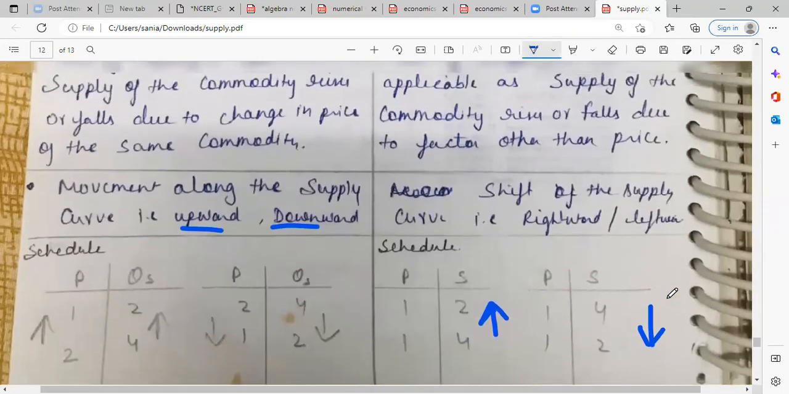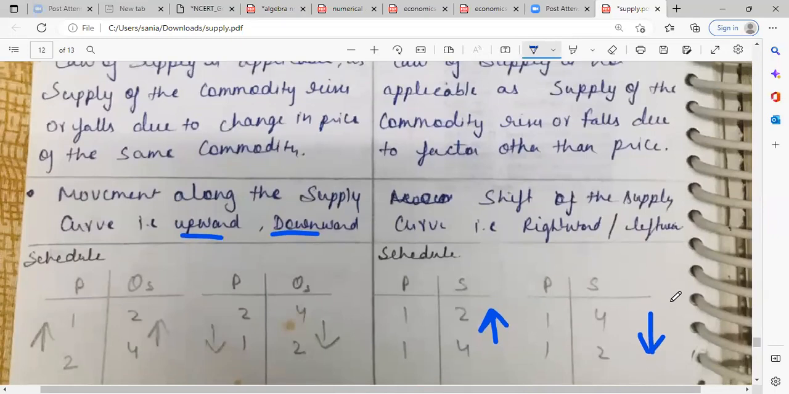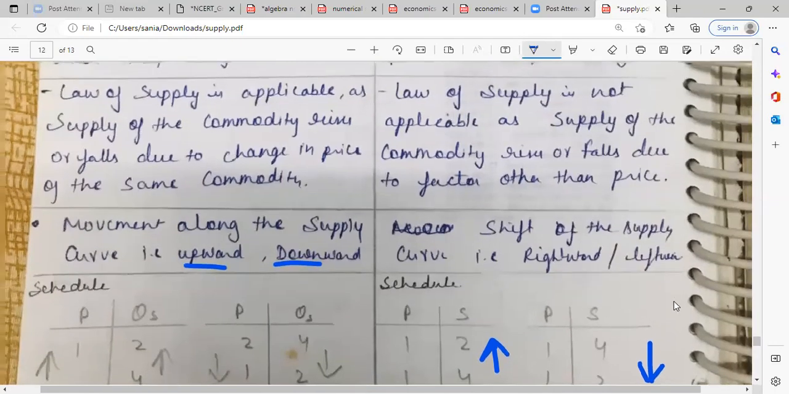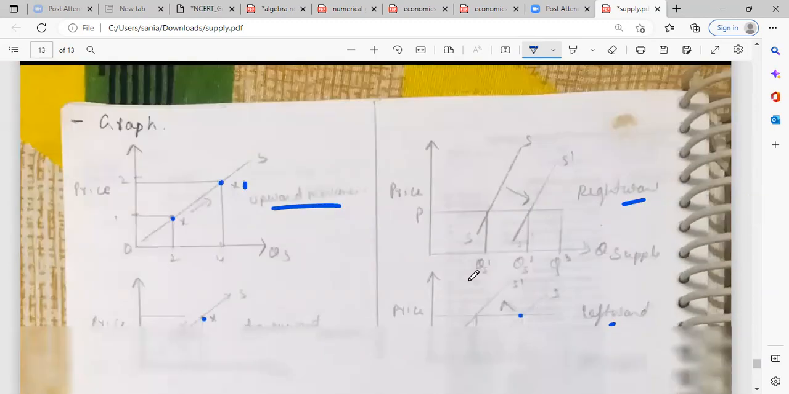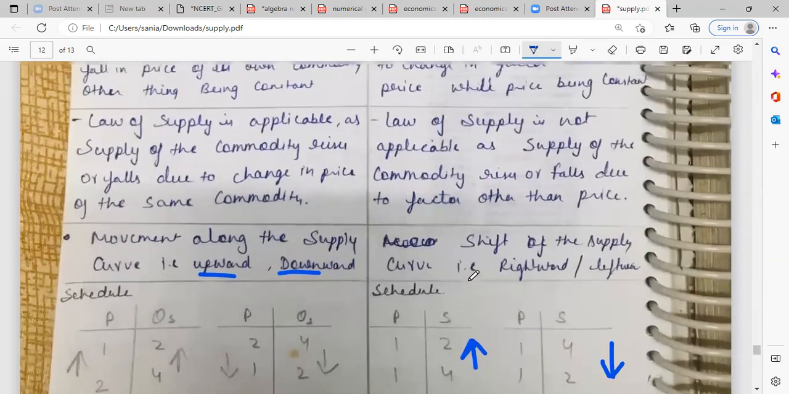Okay, so you will write from here. Law of supply, third point. Law of supply is applicable and this. Then you will draw the schedule and then the graph. Clear? Yes, ma'am.